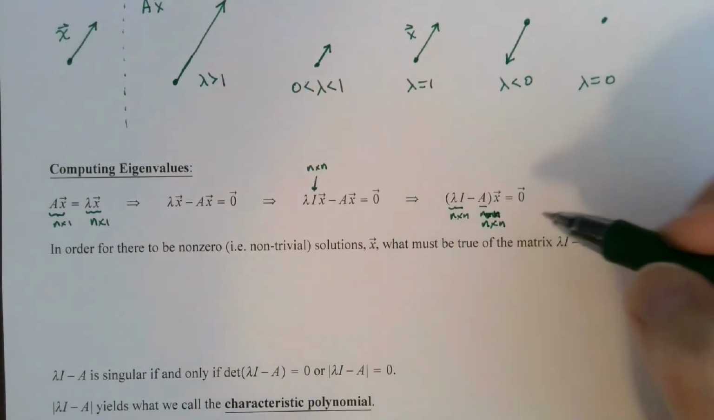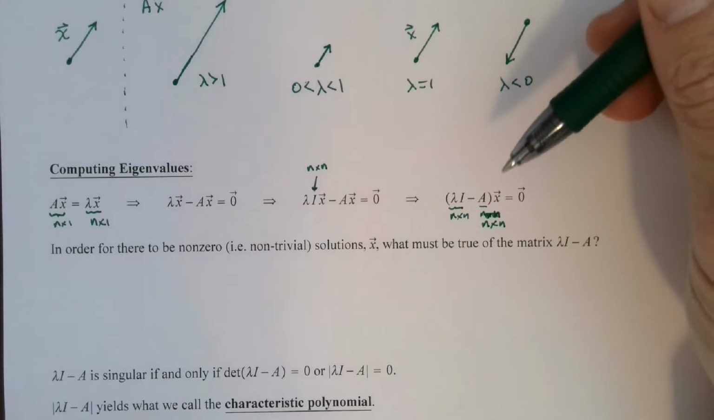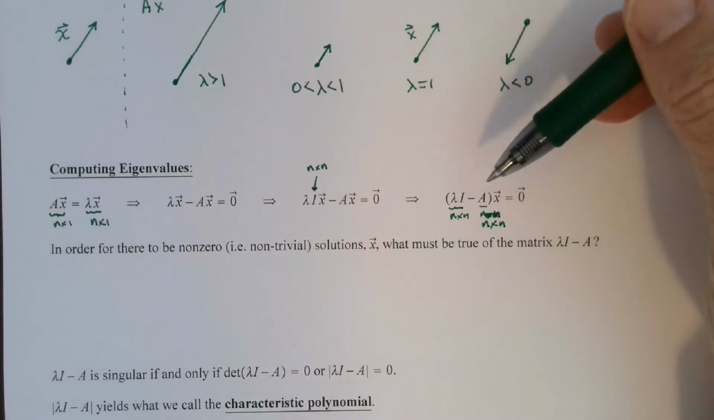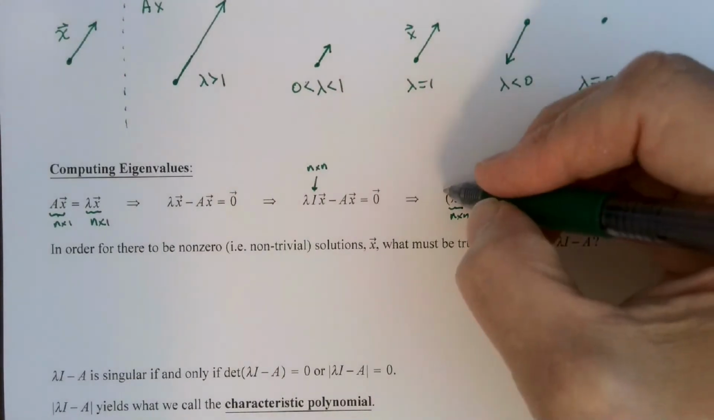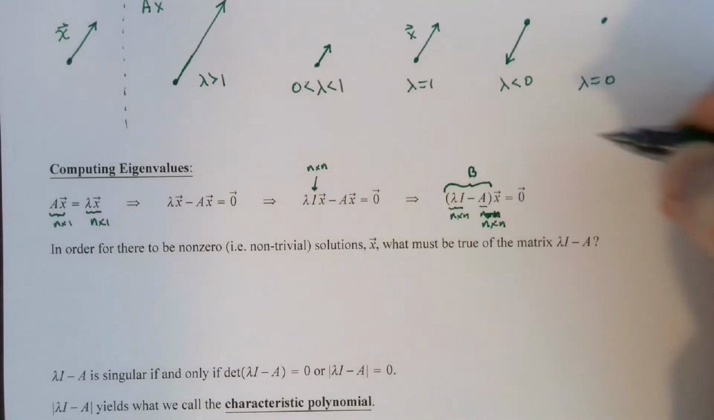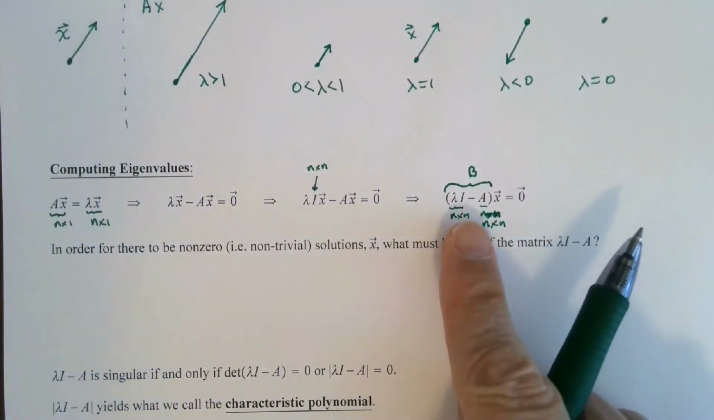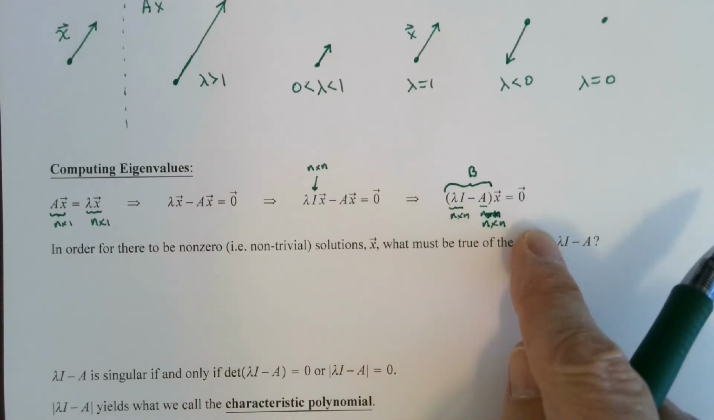Now, this manipulation gets us to this. Why am I going through all this? Well, what we're trying to do is find the solution to this matrix equation, where lambda I minus A is an n by n matrix. Let's just call that B. So lambda I minus A is B, and I have the matrix equation Bx equals 0. That's a homogeneous system.